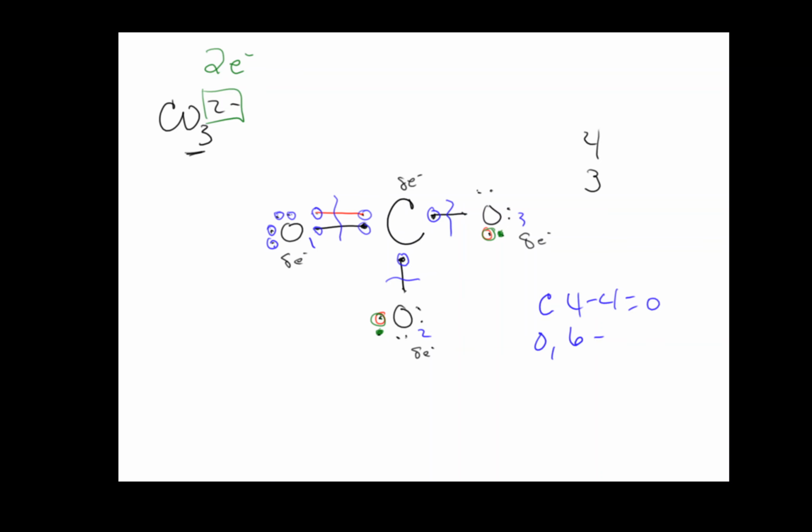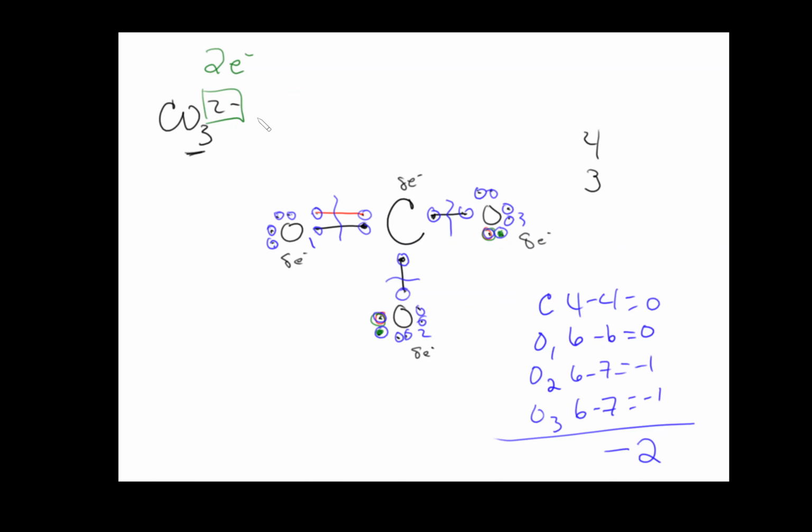So oxygen 1 brought 6 to the party, and it owns 1, 2, 3, 4, 5, 6. Look, it's neutral. Oxygen 2, however, has 1, 2, 3, 4, 5, 6, and 7. Okay, that shouldn't be a surprise because I'm the one that put it there. And then oxygen 3 brought 6 to the party, and it owns 1, 2, 3, 4, 5, 6, and 7. It overall has a -1 formal charge. So if you add those up, overall this whole molecule has a net -2 charge, which means it's ionic, but surprise, I knew that.